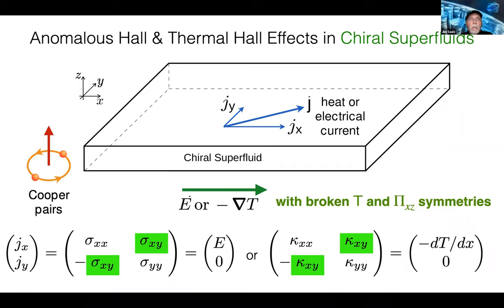The Hall conductivity shown here, the off-diagonal components of these two-component tensors, is allowed by chiral symmetry. And the anomalous Hall effect occurs in zero external field. It's the internal motion of the condensate, represented by the chiral axis here, that's essential for understanding the mechanism responsible for the anomalous Hall effect or anomalous thermal Hall effect.